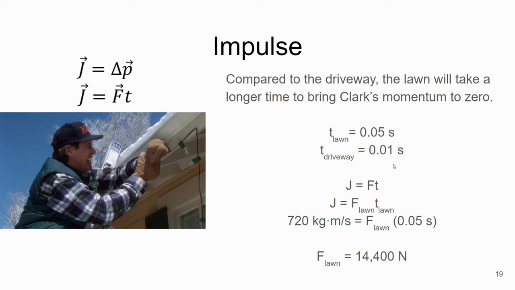So 0.01 seconds. We're going to use our formula for impulse, J equals Ft, to figure out what force he is getting from the lawn. So J equals F sub lawn times T sub lawn. Plug in your numbers, and if you solve this for F sub lawn, you get 14,400 newtons. So that's the amount of force that the lawn is going to put on him for 0.05 seconds in order to bring him to a rest.